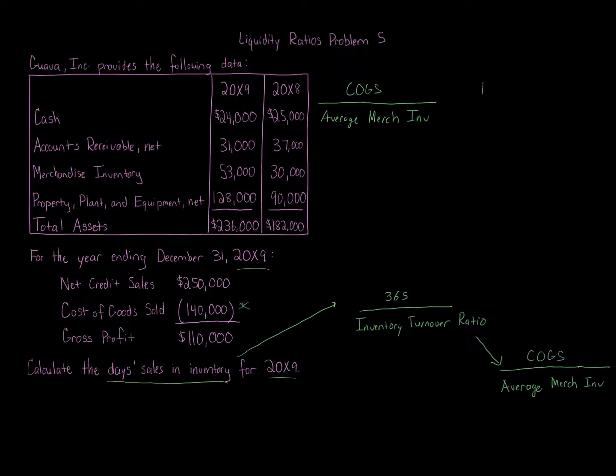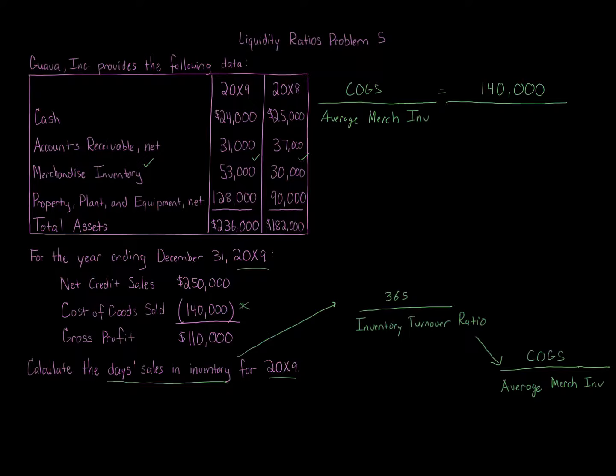Let's go ahead and calculate that. So this equals $140,000. Now, the denominator is the average merchandise inventory. We've got merchandise inventory here, 20x9 and 20x8. We have to do the average of these two to show the change, as I mentioned earlier.